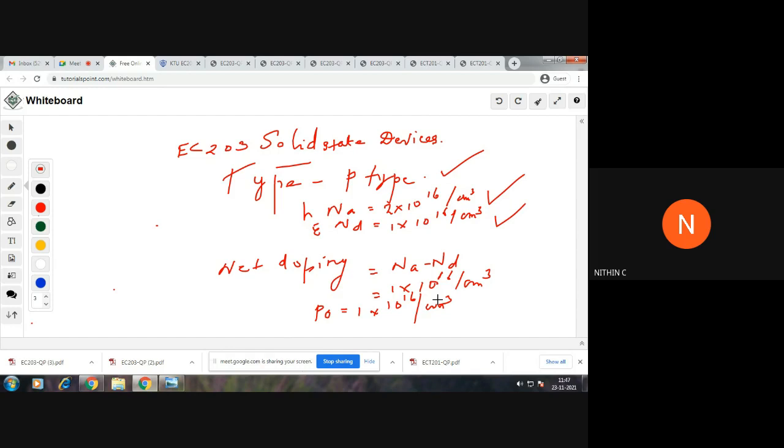So P0 means hole concentration, equilibrium hole concentration. So the second question, that is electron and hole concentrations, is the second part of your question. In that, you got the value of hole concentrations. That value is 1 into 10 raised to 16 per centimeter cube. Is that clear? I will not repeat this, as we are doing this same question for the second time. Is this clear?